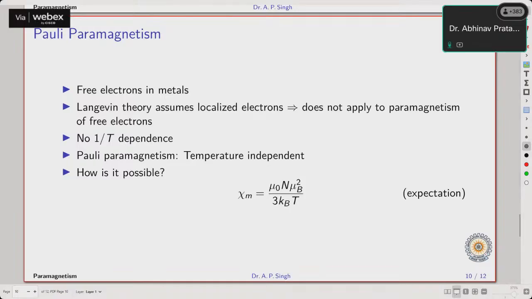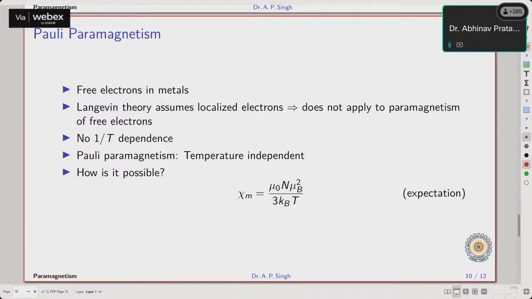This Pauli paramagnetism occurs in case of free electrons in metals. In the previous case, I was talking about localized dipole moments. Now I am talking about free electrons. And if you remember, free electrons actually behave like very tiny magnets. So it is as if there are too many tiny magnets floating inside your system. But they are not fixed as Langevin assumed, they are free to move anywhere. Because of that, the Langevin theory may not apply to such a system.